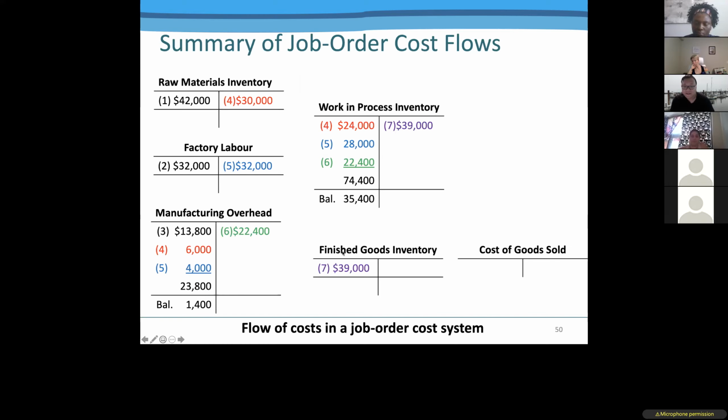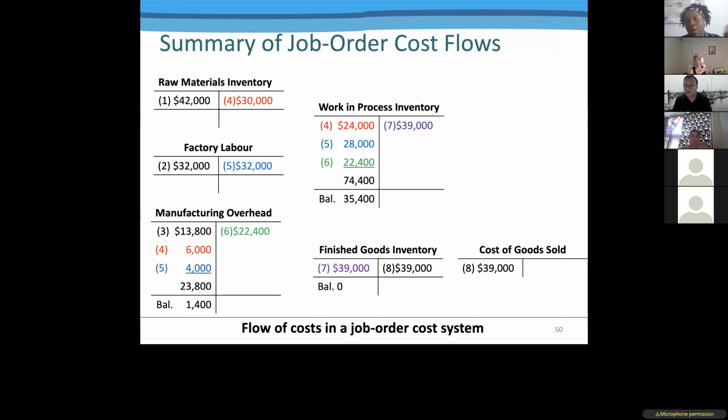Okay, and this is the finished goods inventory. And then suppose I sold this product. So I credit finished goods inventory, I debit the cost of goods sold, right? So my finished goods inventory balance is 0. So you see, this is the whole job order cost flow. I'm hoping that by now you have a very good understanding of what the cost flow is like. Does anyone have any questions about this?